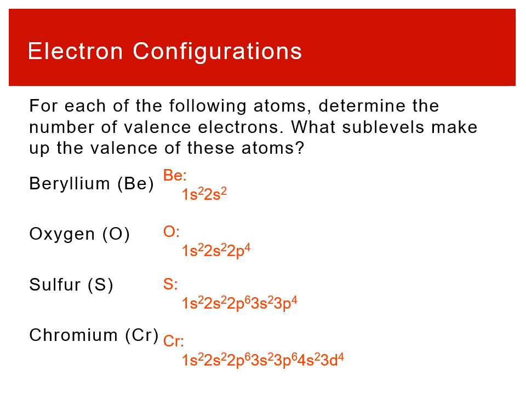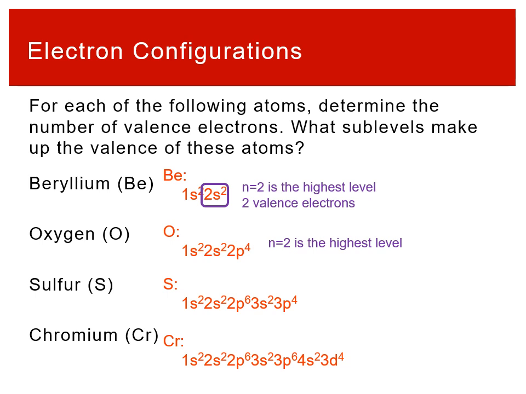So for beryllium, the outermost subshell is s, 2s2. So we know that n equals 2 is the highest level. And so the question is, how many electrons are in n equals 2? Well, in n equals 2, we only have the 2s subshell. However many electrons are in there, there are 2 valence electrons. And so 2s is the subshell that makes up the valence.